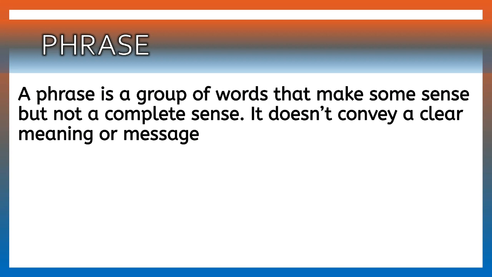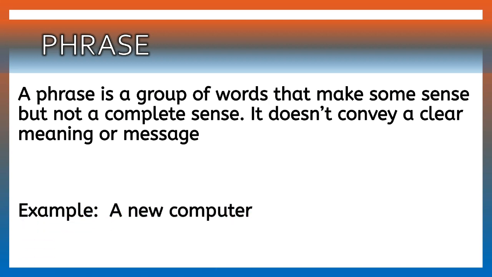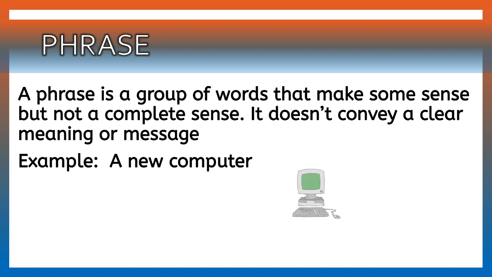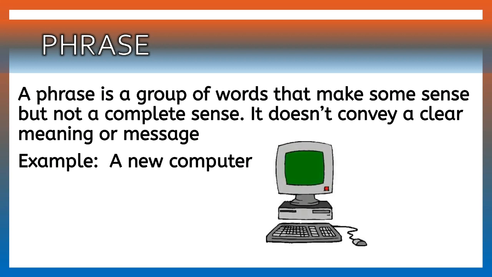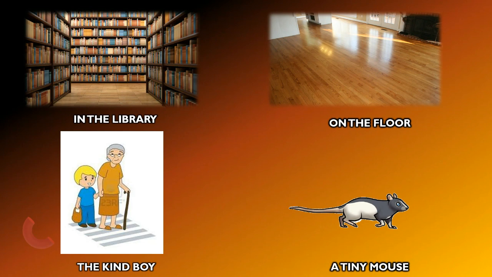How can we say that? For example, a new computer. Are you able to understand anything I'm saying, a new computer? No, isn't it? So let us learn in detail. When we consider the previously quoted examples, in the library, on the floor, the kind boy, a tiny mouse, they make some sense but not complete sense, isn't it? Such groups of words are called phrases.